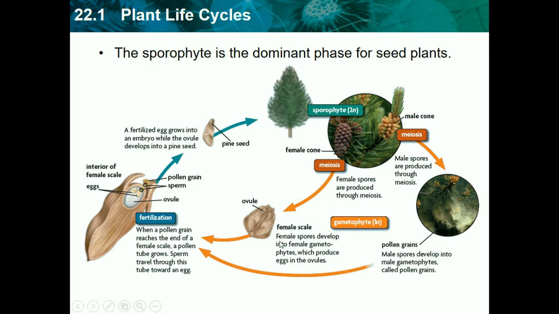Female spores develop into female gametophytes, which produce eggs in the ovules. In the male cone, the male spores are produced through meiosis, and male spores develop into male gametophytes called pollen grains. So the male cones go through meiosis and become pollen, and the female ones go through meiosis and become ovules. When a pollen grain reaches a female scale, a pollen tube grows. Sperm travels through this tube towards the egg. So basically fertilization happens when the pollen reaches the ovule.